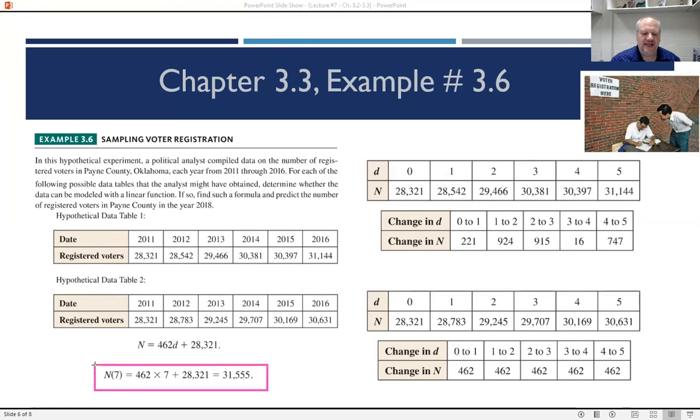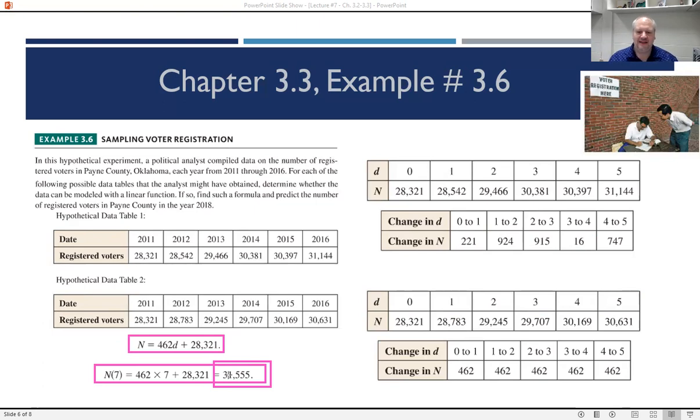All you have to do is just take n of 7 and put it into this formula and find out what you'll get. You could even use Desmos to do that, and you can make a prediction. You could say, well, according to this data, I think that in 2018, there will be 31,555 registered voters. And that is a very sound, fair, appropriate assessment because the data is linear and because time will march on into the future.